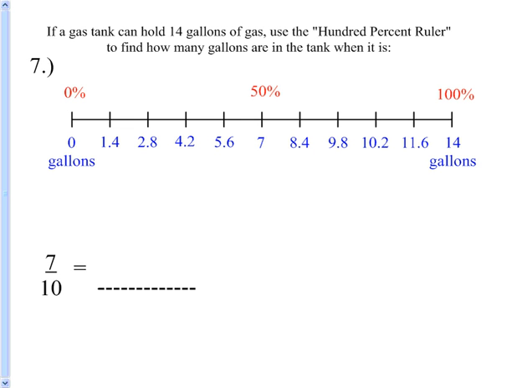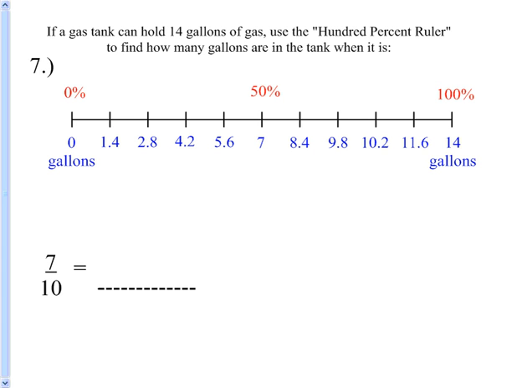This is the homework quiz for week number 16, and we're looking at question number 7, which is very similar to question 6 that we just solved. We have the same tank of gas that holds 14 gallons, and we have the same 100% ruler that's already completed from question number 6, which will make things a little easier for us. The only difference here is that we're trying to find out how much gas is in the tank when it is 7/10 full. So the fraction is different, but the problem is the same.